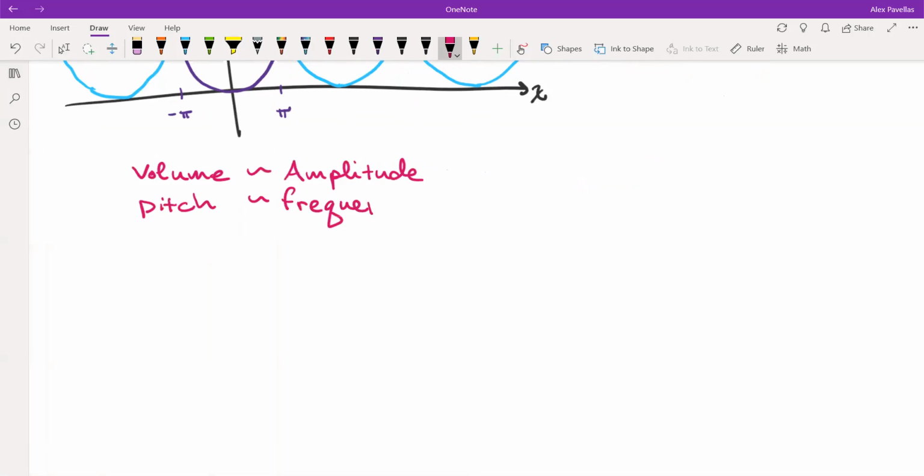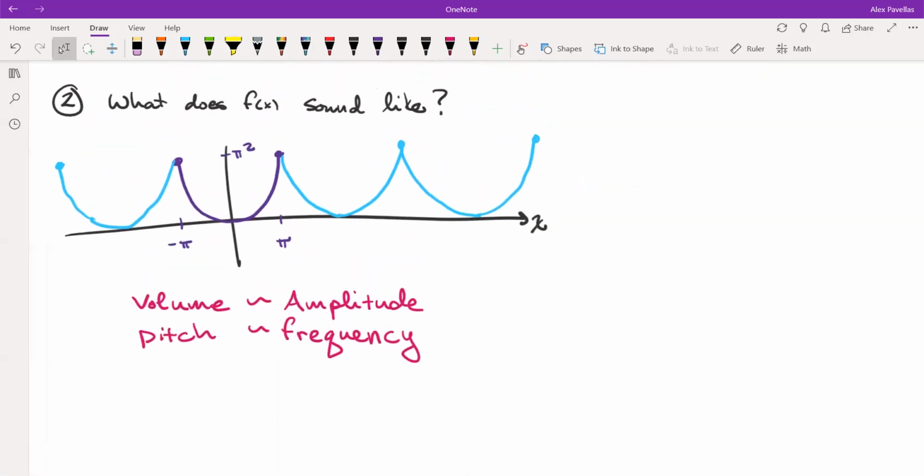So if this was a sound wave, where this was like air pressure versus time, then if I know how loud it is at each frequency, that would be a better description of what it sounds like than merely the graph of a sound wave as a function of time.